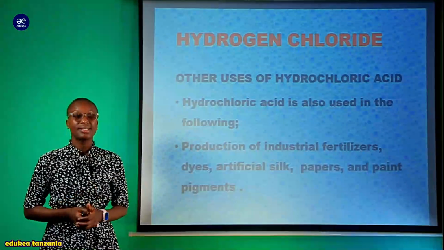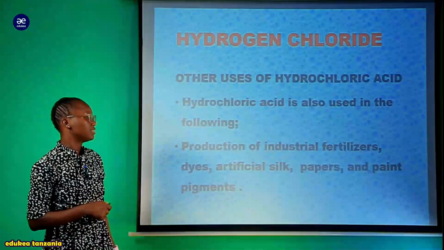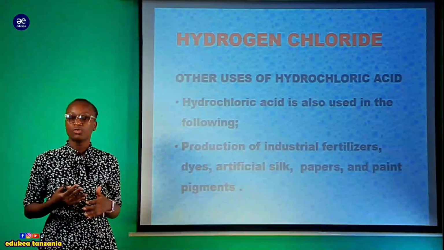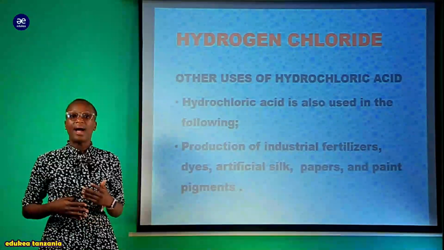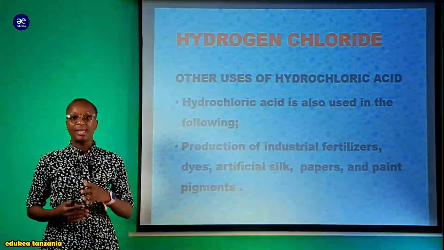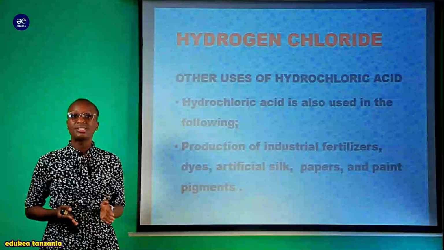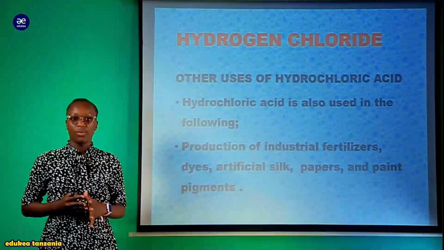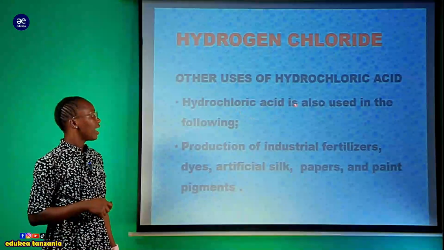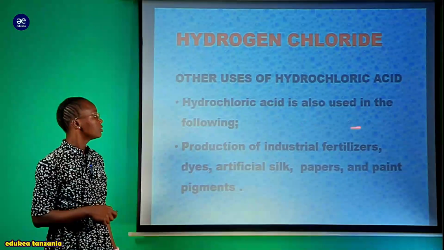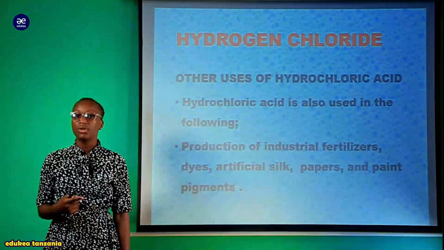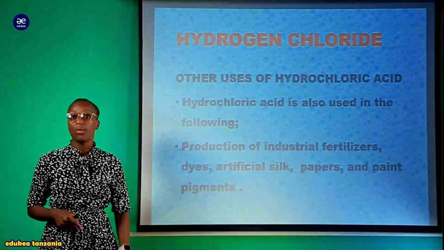Now my student, let's see the other uses of hydrochloric acid. Kwamba hydrochloric acid inatumika katika sehemu tofauti tofauti na katika kwa namna nyingi sana. So hizi ni nyingine. In other way we can say the minor ones, but these are other points whereby the hydrochloric acid is applicable. Now hydrochloric acid is also used in the following. The first one is production of industrial fertilizer. My students, as we know that the fertilizer is very crucial in our environment.